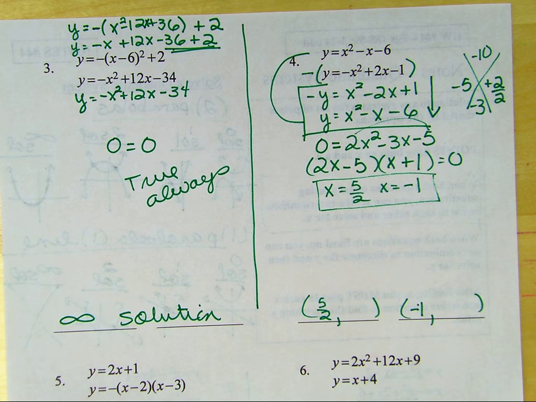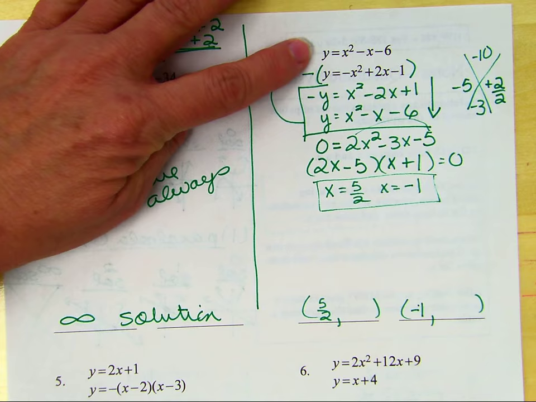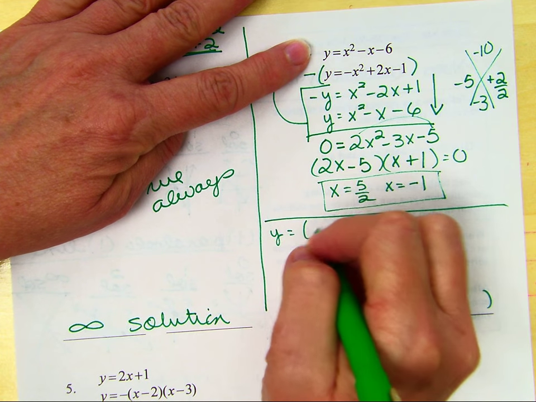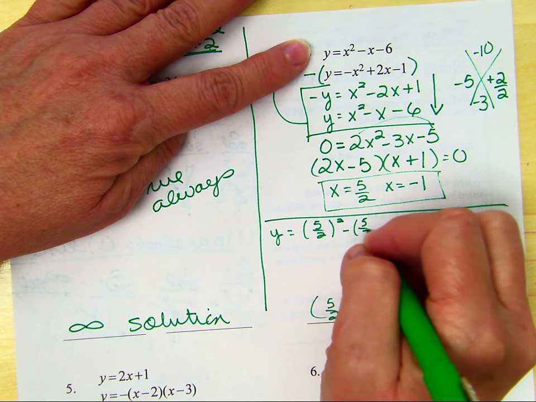And what do we got to do? Plug it in. Both equations are about the same, so I'm just going to plug into the first one. Okay, plug in the 5 halves. So y equals 5 halves squared minus 5 halves minus 6.